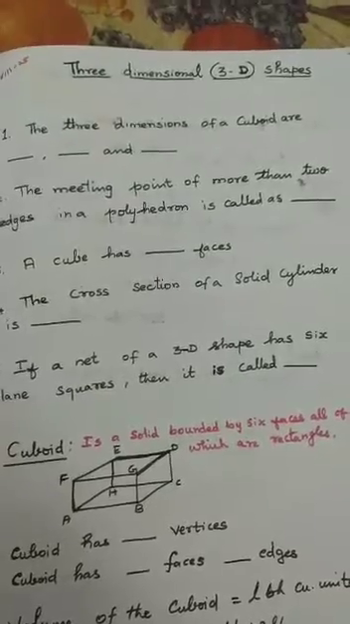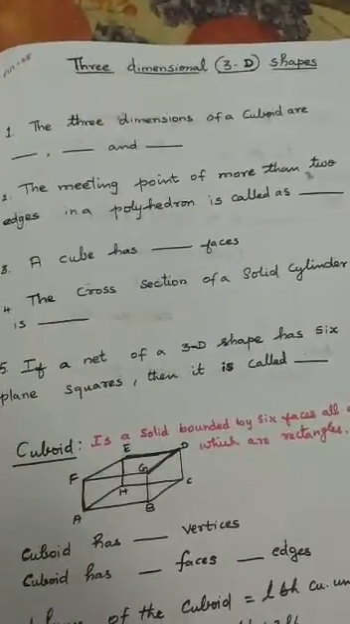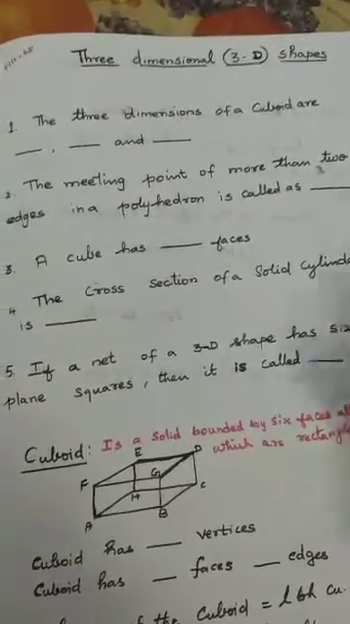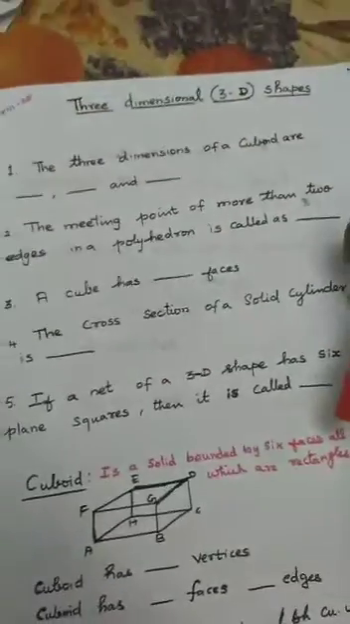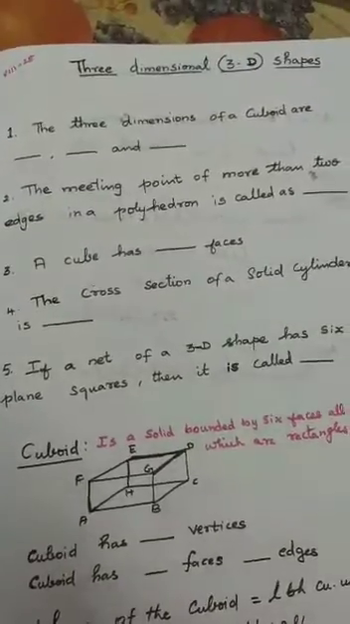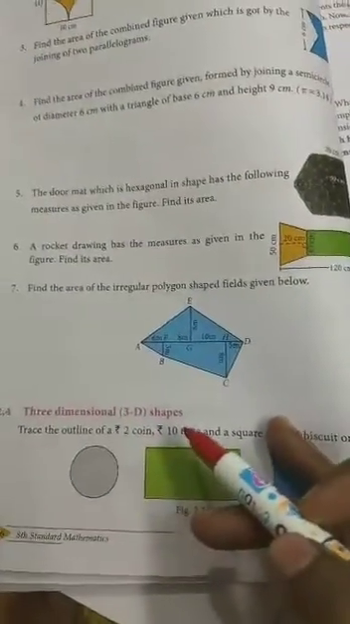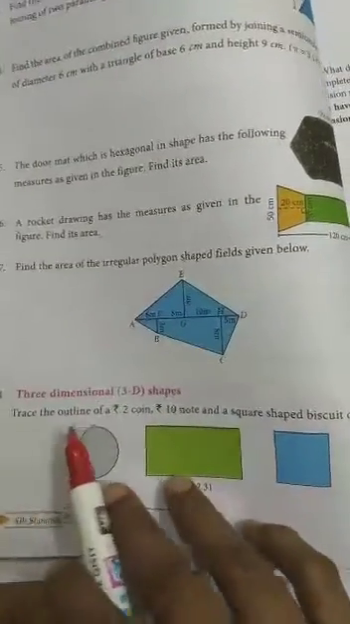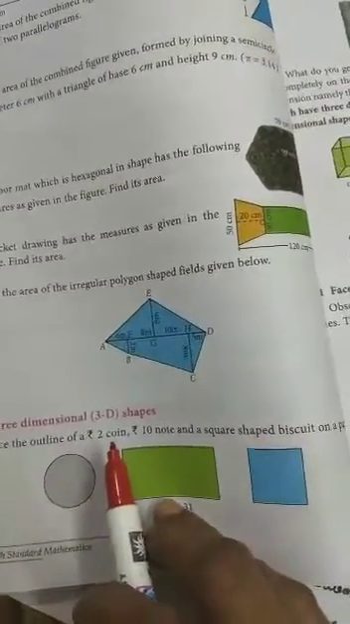Good morning students, welcome to our maths class. Today we will see measurements of three-dimensional shapes. Three-dimensional shapes, 3D shapes, we will call them. Before that, trace an outline of a 2 rupee coin, a 10 rupee note and a square-shaped biscuit on a paper.